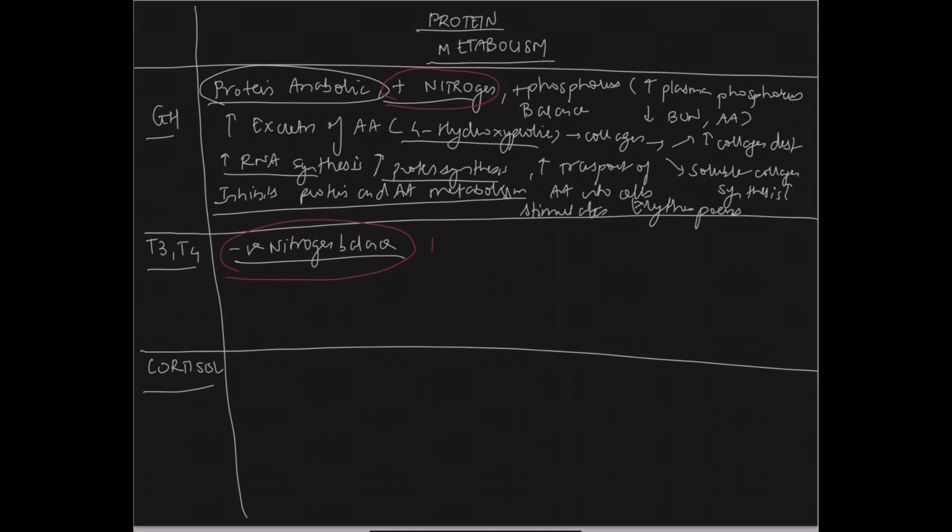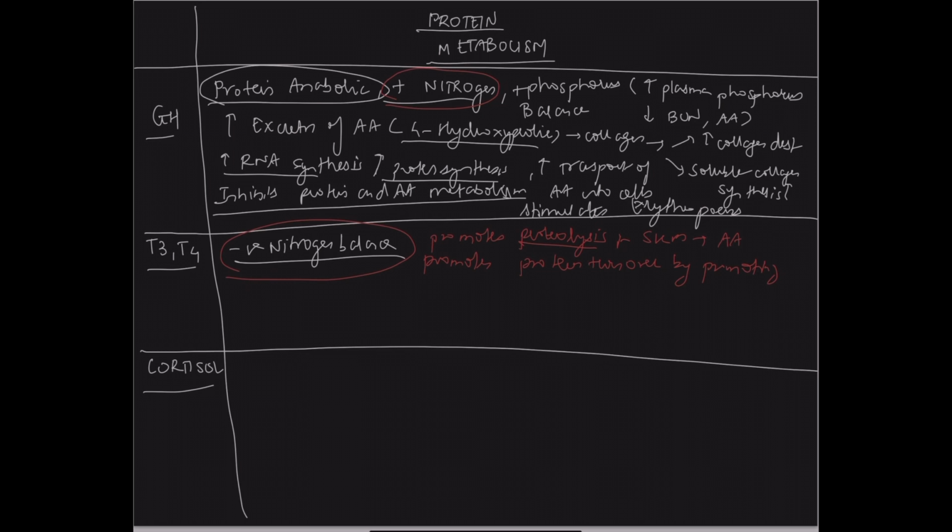So basically, T3, T4 promotes proteolysis. Proteolysis is the breakdown of proteins, here in skeletal muscle. Because of that, amino acids are released into the plasma. It also promotes protein turnover by promoting proteolysis.